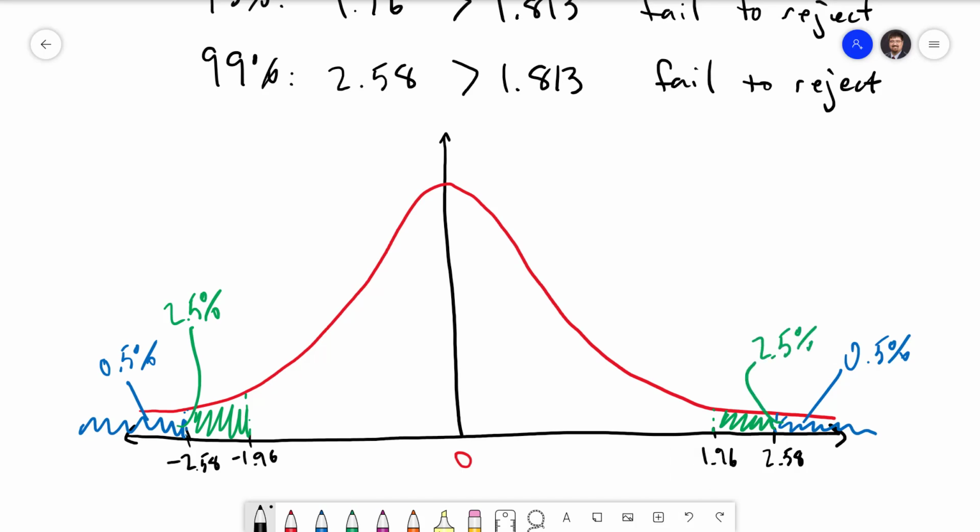And finally, we can take a look at our 90% critical values, which is 1.65 and negative 1.65 over here. The probabilities in the tails there add up to 10%. So this means the green, purple, and blue areas on each side add up to 5%.